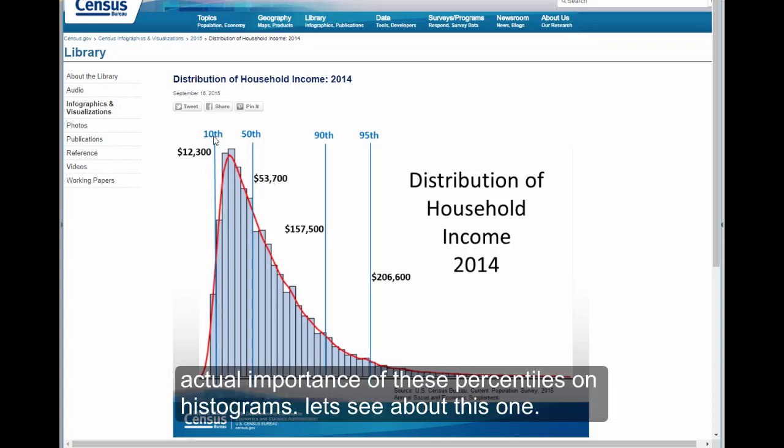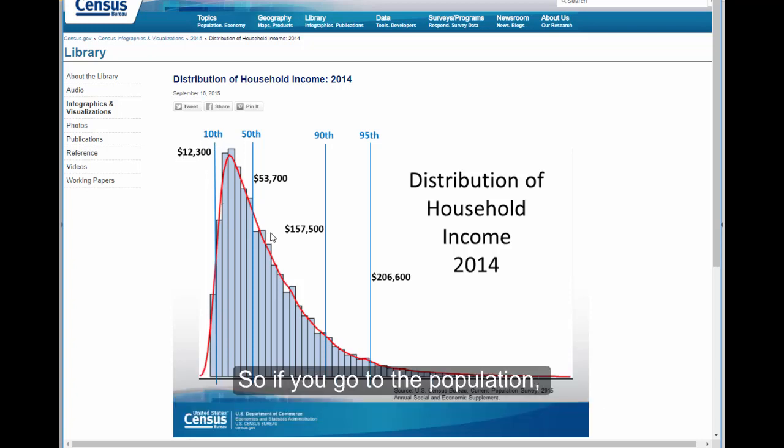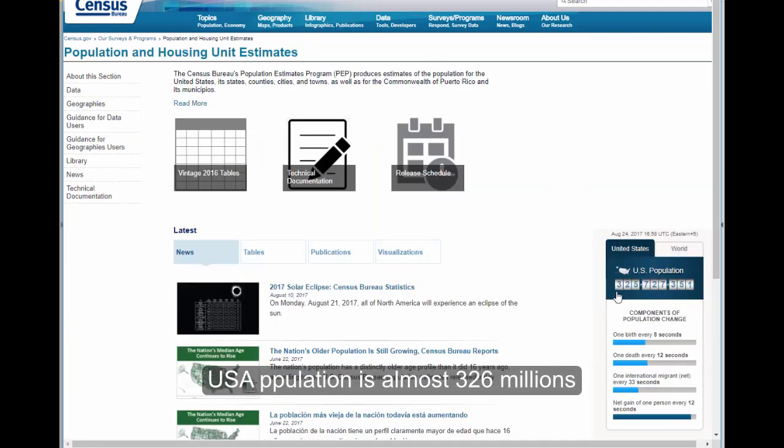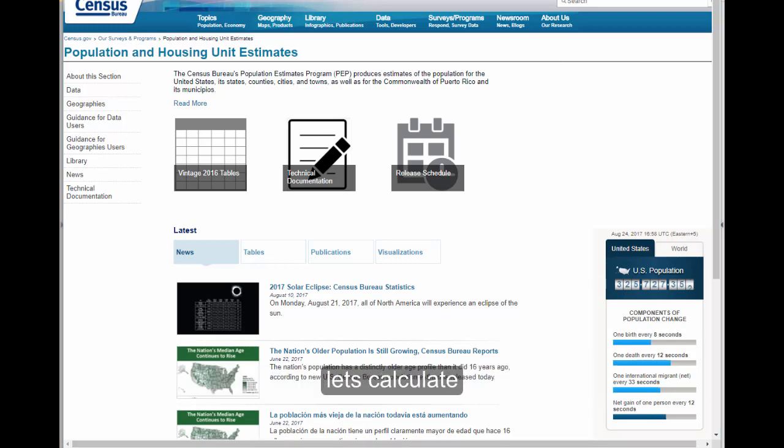So now you may not see the actual importance of these percentiles and histograms, but let's see about this one. Here it says 10% of people get less than 12,000. So if you go to the population, the US population is almost 326 million. So out of that, 10% means what? Let's calculate.